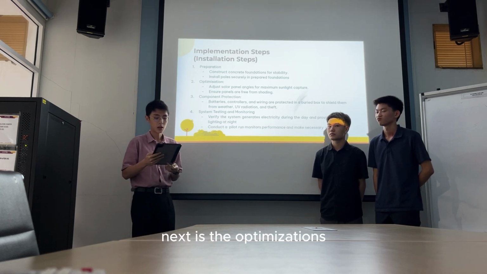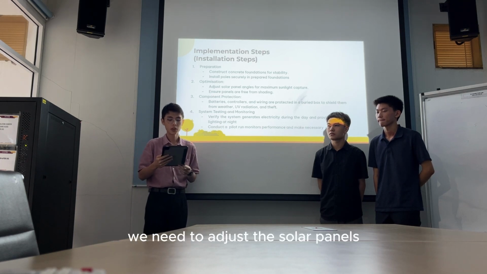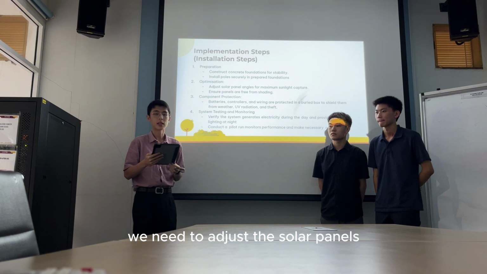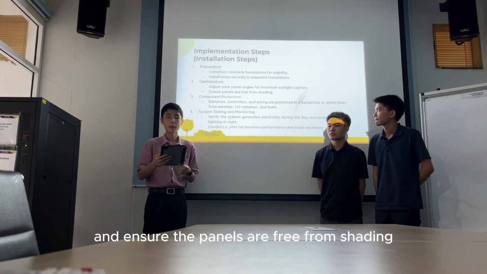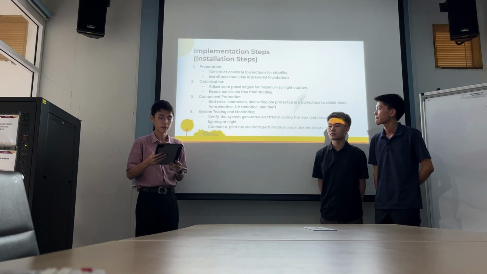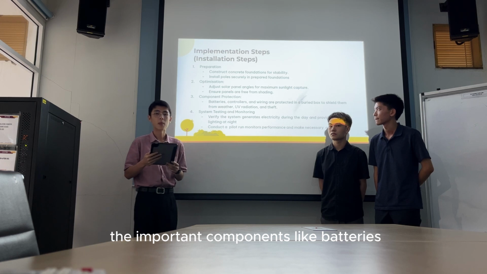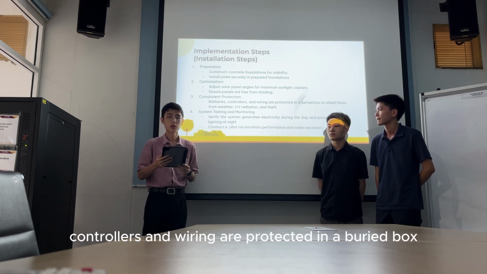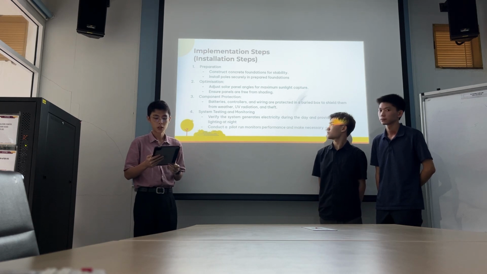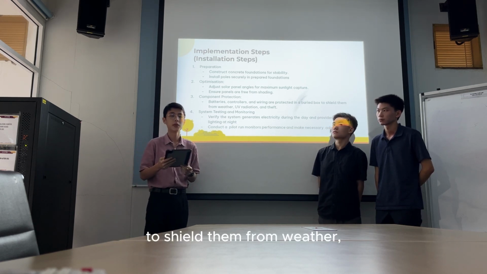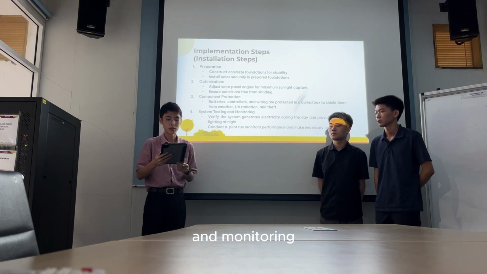Next is the optimization. After we have installed the solar streetlight, we need to adjust the solar panel angle for maximum sunlight capture and ensure the panels are free from shading. The important components like batteries, controllers, and wiring are protected in a junction box to shield them from weather, UV radiation, and thieves. The last step will be the system testing and monitoring.